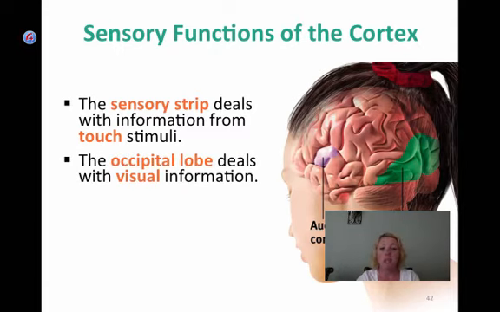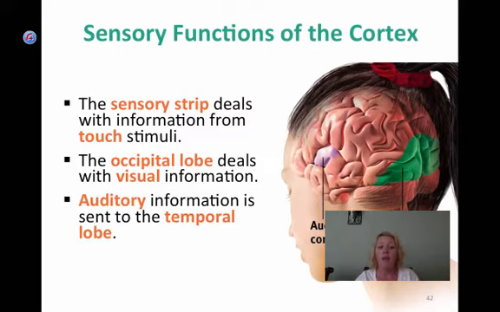The occipital cortex, or the occipital lobe, deals with the visual information. The auditory information is dealt with in our temporal lobe. So you can remember that by temples, ears, close together. So temporal lobe, auditory information. And the sensory strip is in our parietal lobe. So don't forget that: sensory strip, parietal lobe.